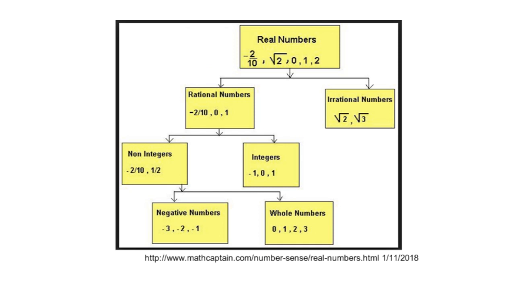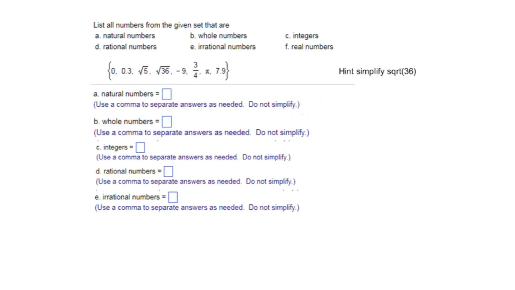This is another image for your notes so that you can see the difference between rational and irrational, integers, whole numbers, and of course our natural numbers. It's asking us to list the numbers from the given set that are: A, natural numbers; B, whole numbers; C, integers; D, rational numbers; E, irrational numbers; F, real numbers. They give us a number set in braces, with each value separated by commas. And they also give us a nice hint here.